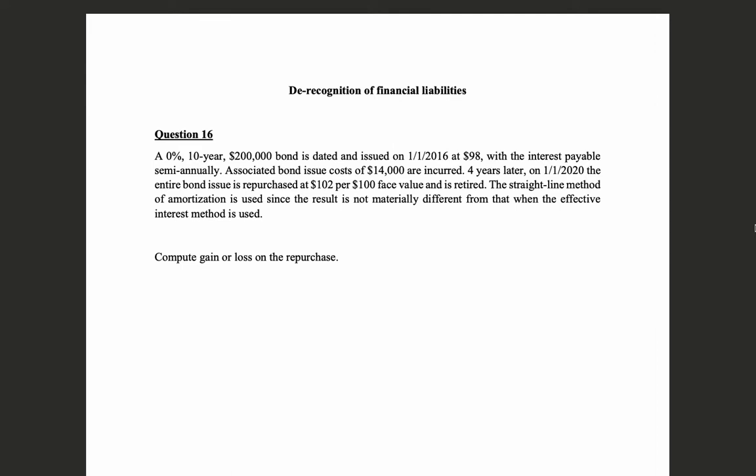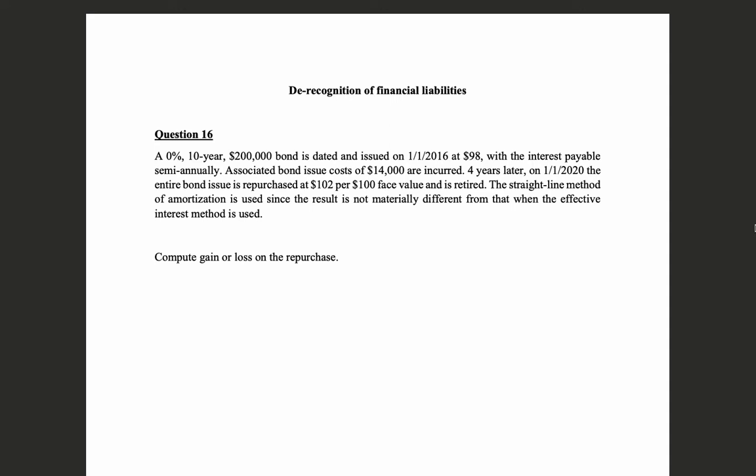Let's get started with the question first. A 0% 10-year $200,000 value bond is dated and issued on the first day of 2016 at $98 and the interest is payable semi-annually. Associated bond issue costs are $14,000. 4 years later, namely on the first day of 2020, the entire bond issue is repurchased by the company at $102 per $100 face value, and the bond is retired.